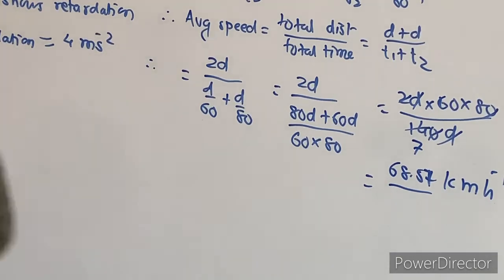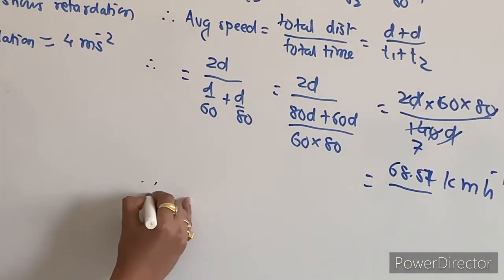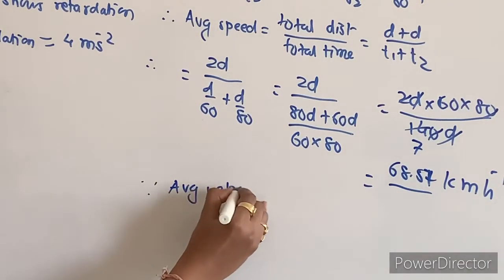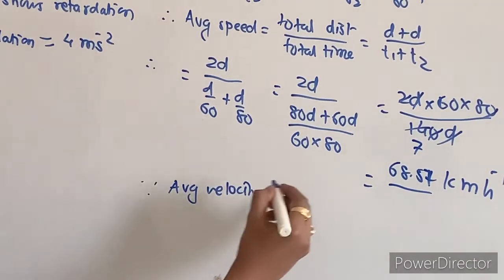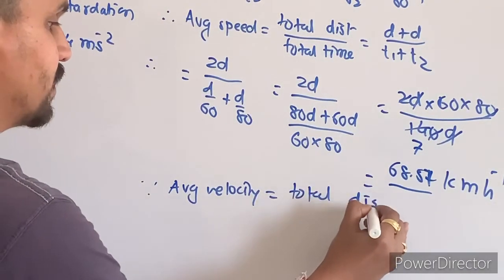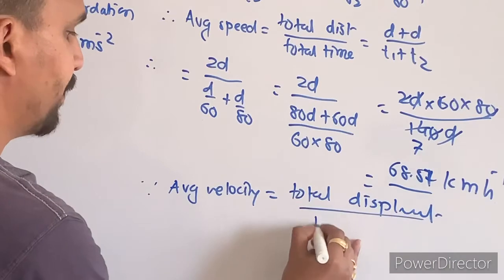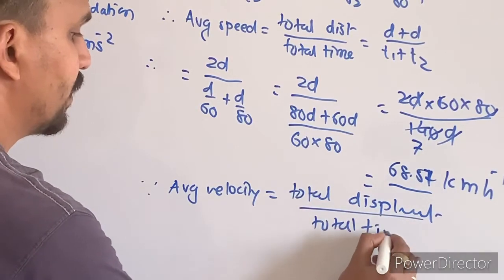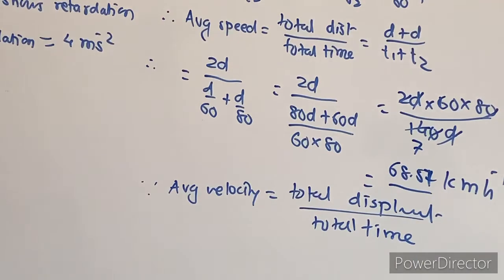Now what is the next part they have asked? The next part is, what is the average velocity? Average velocity is equal to total displacement upon total time. But the total displacement is 0, because the train is again coming back to station A. So displacement will be 0 upon time, whatever, so the average velocity will be 0. Right? This is about the seventh.